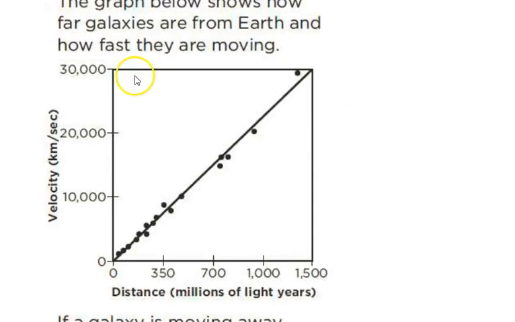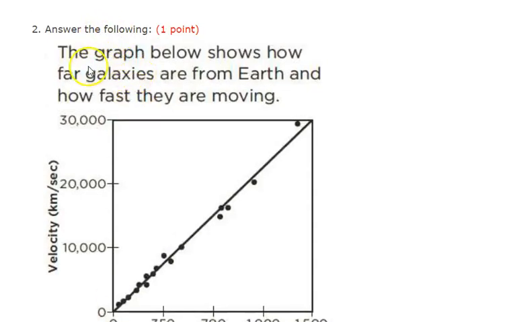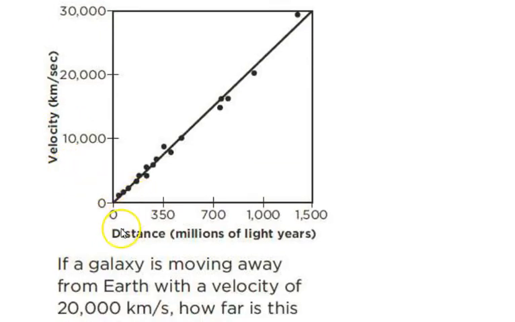Question 2. Answer the following. The graph below shows how far galaxies are from Earth and how fast they are moving. So here's the graph. These numbers over here show the velocity in kilometers per second. Down here shows how far they are in distance in millions of light years from Earth. So Earth would be right here. So each of these dots represent the velocity of different galaxies.